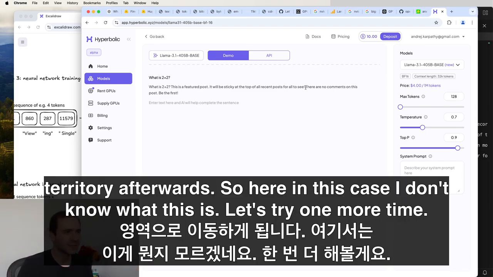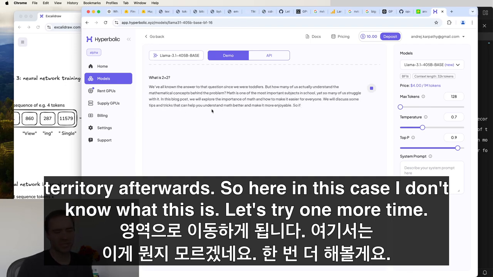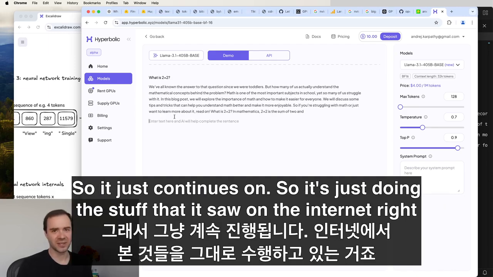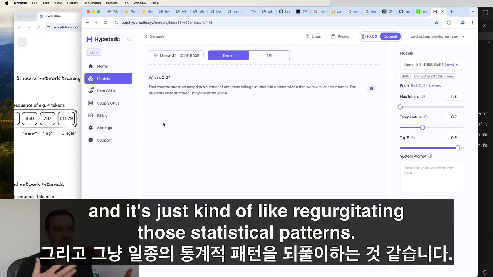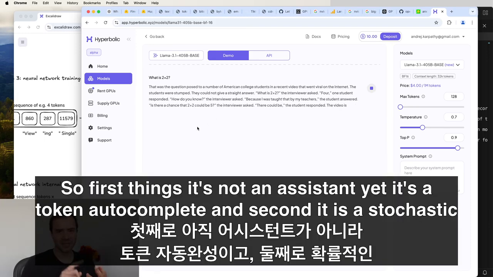So here in this case, I don't know what this is. Let's try one more time. So it just continues on. It's just doing the stuff that it saw on the internet, right? And it's just kind of regurgitating those statistical patterns. So first thing, it's not an assistant yet. It's a token autocomplete. And second, it is a stochastic system.